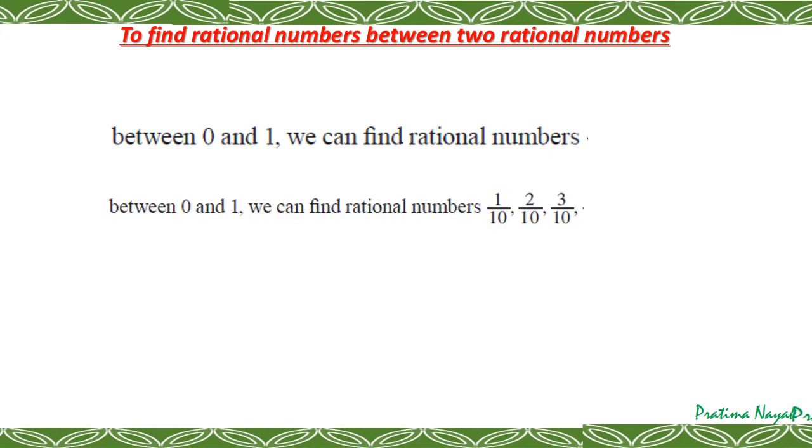0 means 0 by 10. 1 means 10 by 10. So you can find many numbers: 1 by 10, 2 by 10, 3 by 10, and so on. They can be written as 0.1, 0.2, 0.3, and so on.